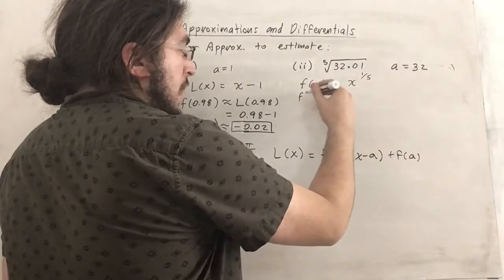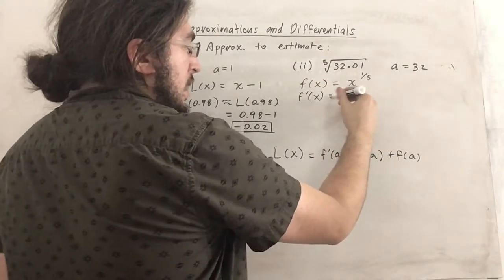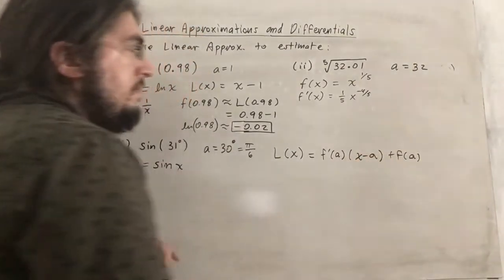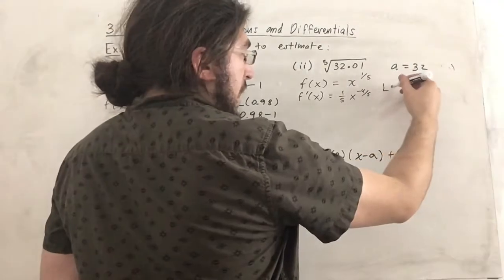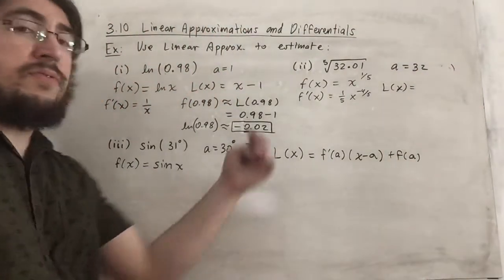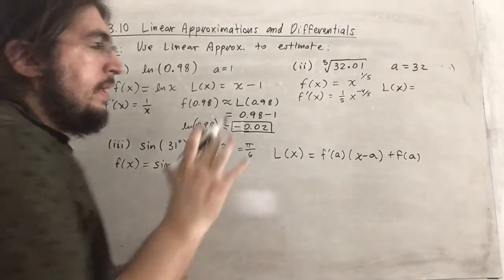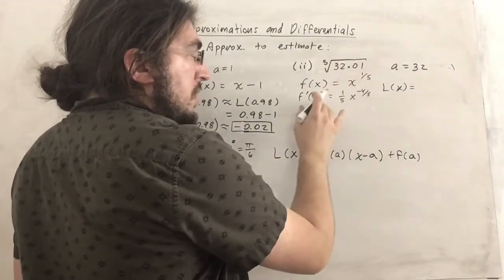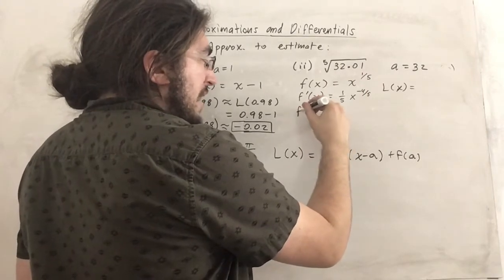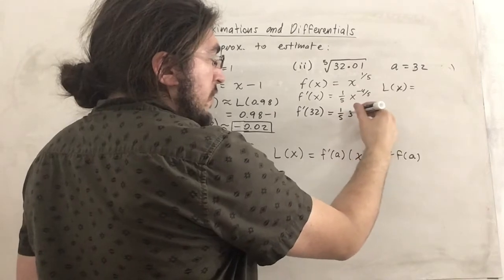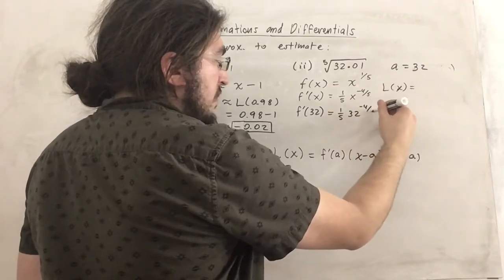Well, we need f prime of x, and that's 1/5 x to the negative 4/5. And again, we want to develop what L of x is in this case. So we need to find f prime of 32. Now, it's going to be a little hard to write it in the space I have, but I think we're okay. So if you plug 32 into this, we get f prime of 32 is equal to 1/5 32 to the negative 4/5.